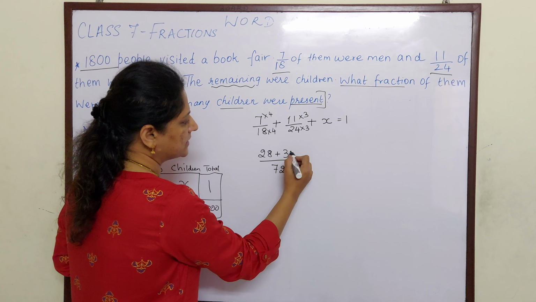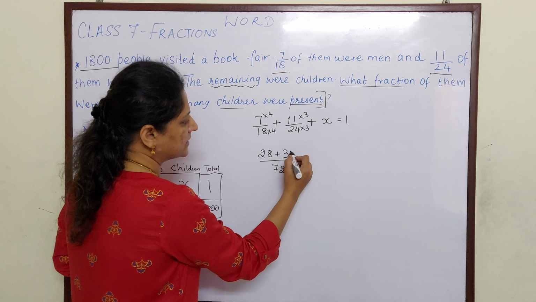This is only for your understanding children. If you do this in a rough column and do 2-3 sums like this, from the 4th or 5th sum you may not need this. Okay. So I am writing here 7 by 18 fraction is men and 11 by 24 fraction is ladies. I don't know children, so I am writing it as x, but I know the total of the fractions is always 1, and I also know that the total number of people is 1800, so I will put it here. Okay, so now they have asked how many children were present, so they have asked this also.